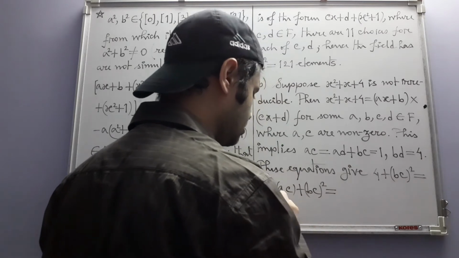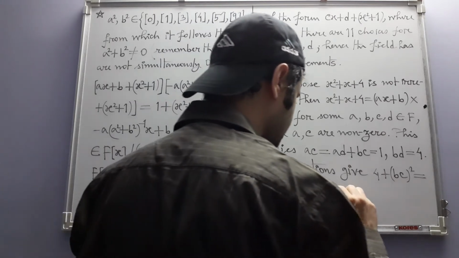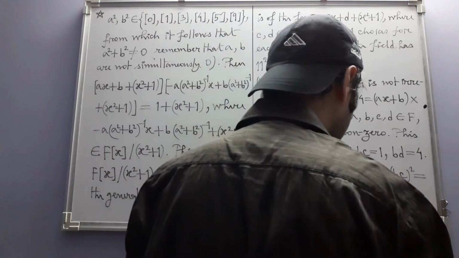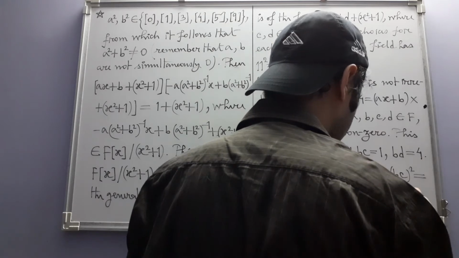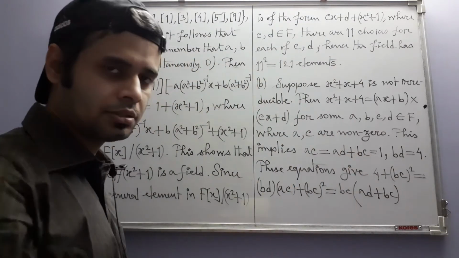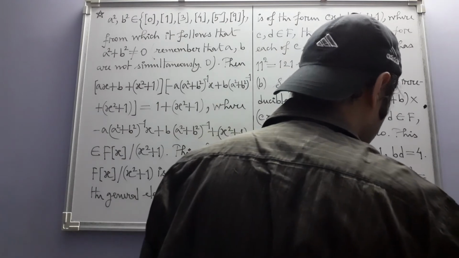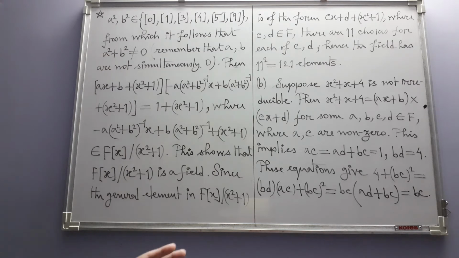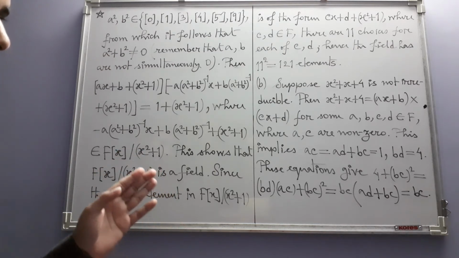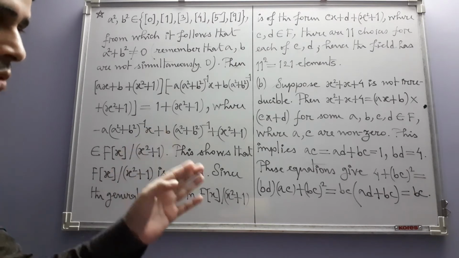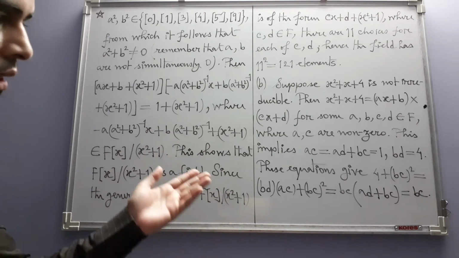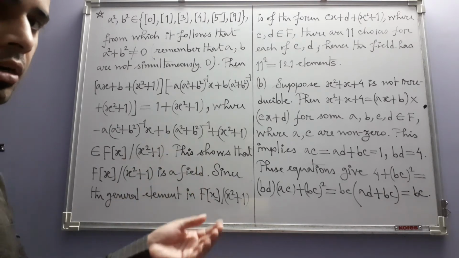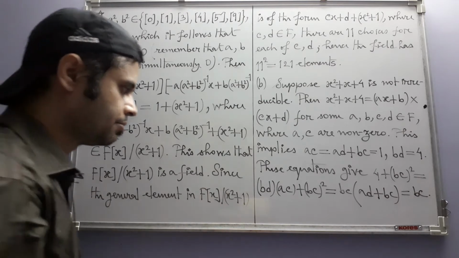Now after that, you already know the step, you have to take bc common out. So we will be left with AD plus BC, and then AD plus BC is equal to 1. So we get BC. So this tells us that BC is a solution to the equation 4 plus y square is equal to y in our field, and this is an equation which will fail to have a solution in the field, thereby giving us a contradiction.